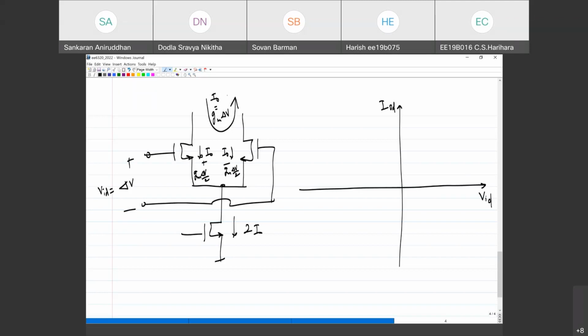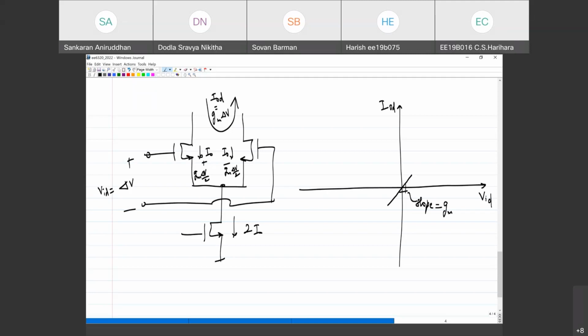So if I were to plot one against the other, what kind of curve will I get? For small delta V's, it will be linear. The slope will be what? It will be Gm. If I apply delta V at the input, the output differential current is Gm delta V, isn't it? Yes, sir. So the slope will be Gm.